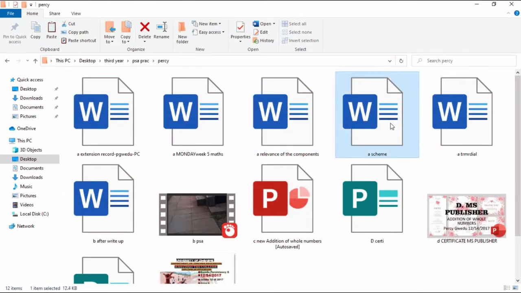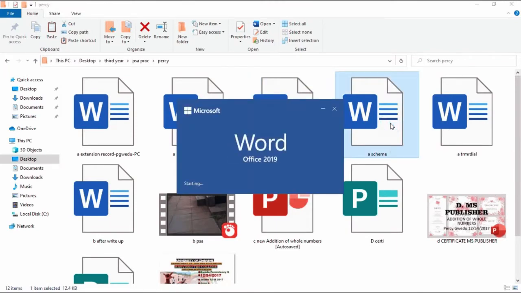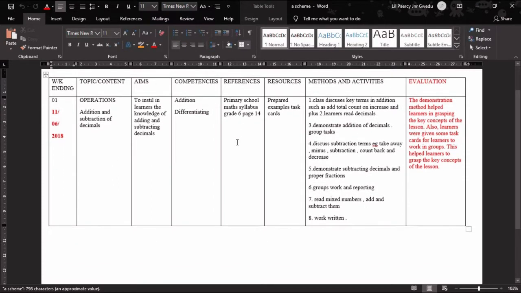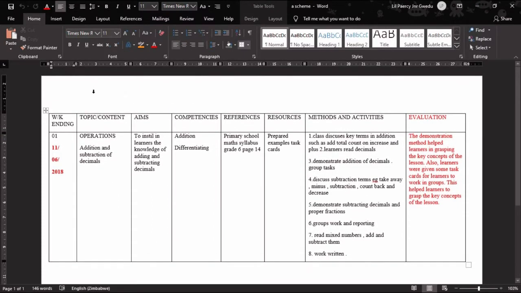Then we go on to the scheme. Okay, so this is the layout of the scheme with 1 week's work inserted. We have the week ending, topic, aims, competencies, references, resources, methods and activities, and evaluation. And my topic was addition and subtraction of decimals. Okay, so this is the work. Then we close.